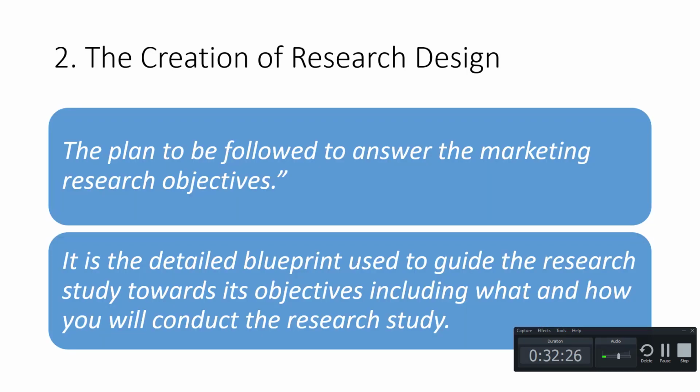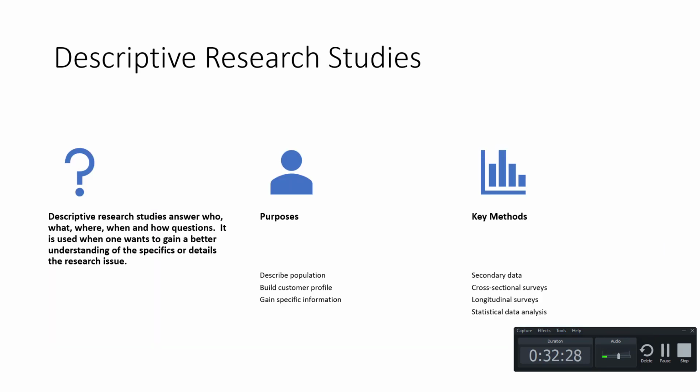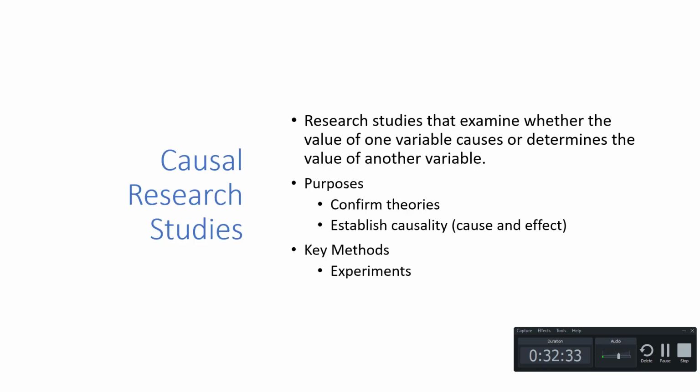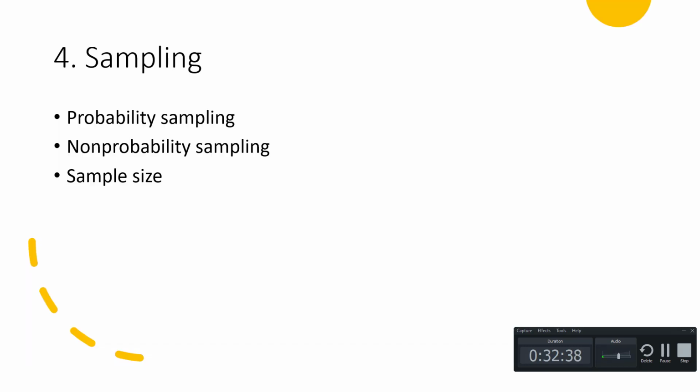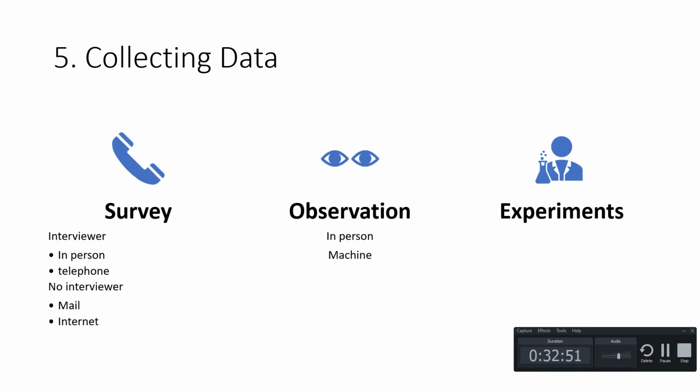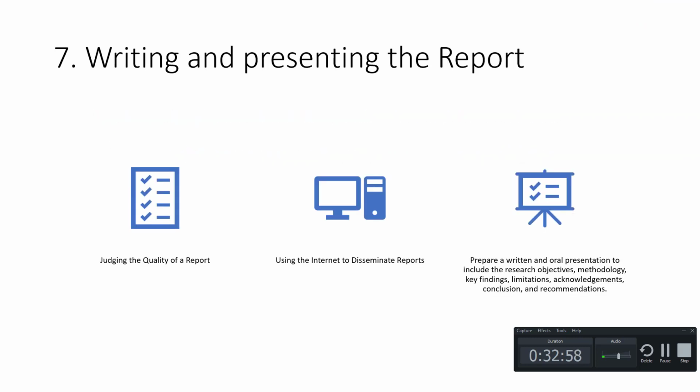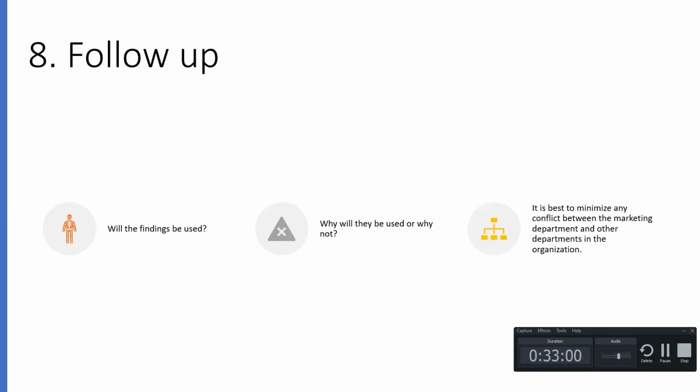We already talked about the creation of research design. We talked about descriptive studies and causal studies, and research methods as well. Sampling, we talked about probability, non-probability, and sample size. We have one particular chapter on that, so I'm not going to spend lots of time here. It's just an introduction of these research steps. Data gathering, we're going to talk more about that. Then analyzing, writing the report, and follow up.